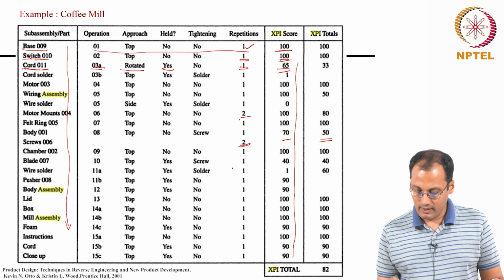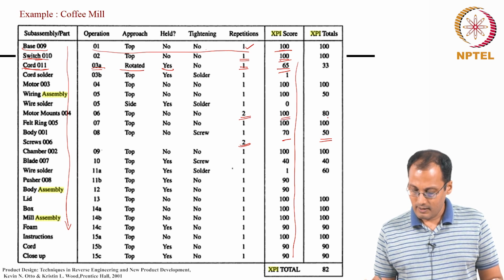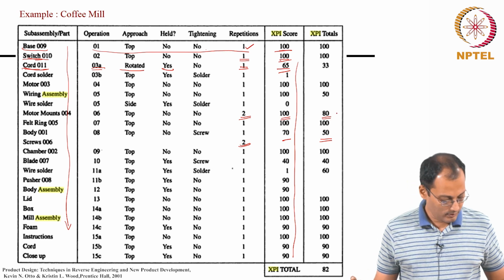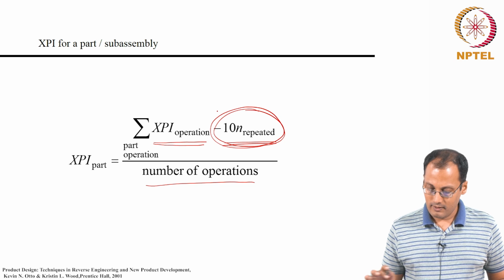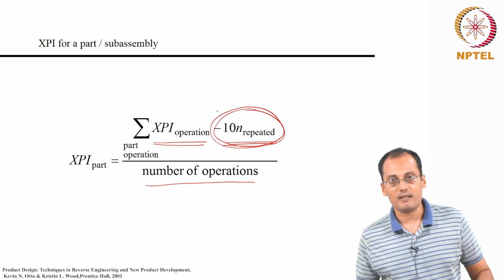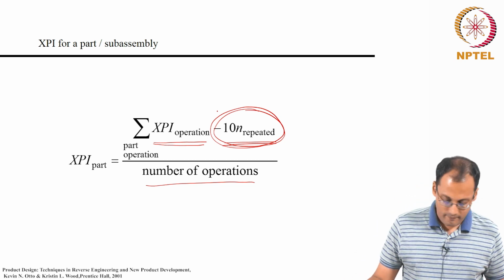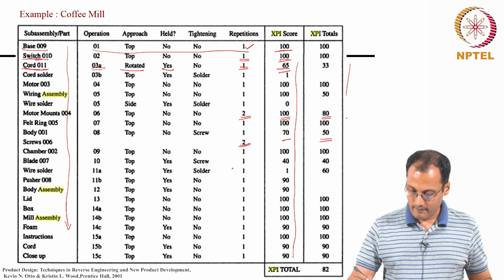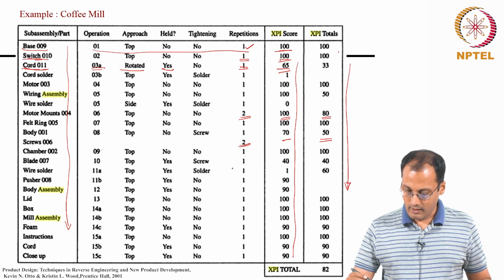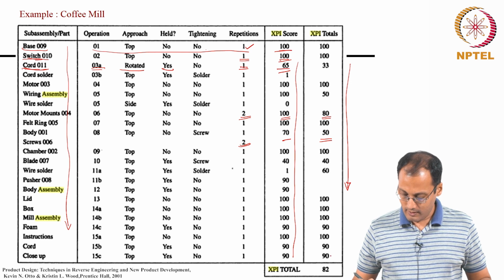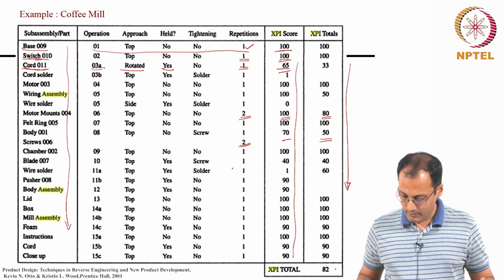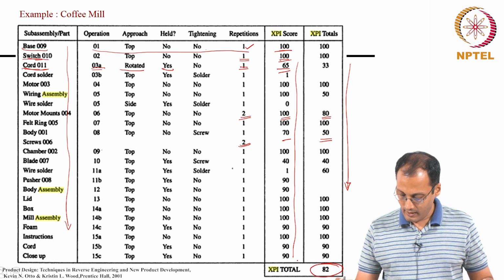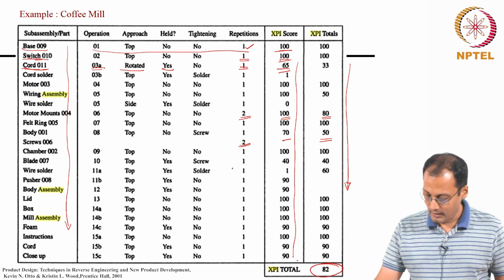The same way here I have to repeat this operation 2 times. So, from 100 I will negate 2 into 10. So, if you see the 10 into number of times the operation is repeated, that is negated. So, that is what we see in this column, and this column is summed up and divided by the total number of operations. So, the average XPI number comes to around 82.